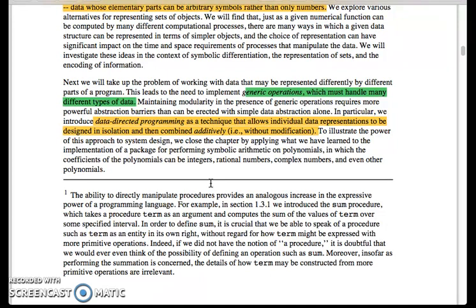To illustrate the power of this approach to system design, we close the chapter by applying what we have learned to the implementation of a package for performing symbolic arithmetic on polynomials, in which the coefficients of the polynomials can be integers, rational numbers, complex numbers, and even other polynomials.